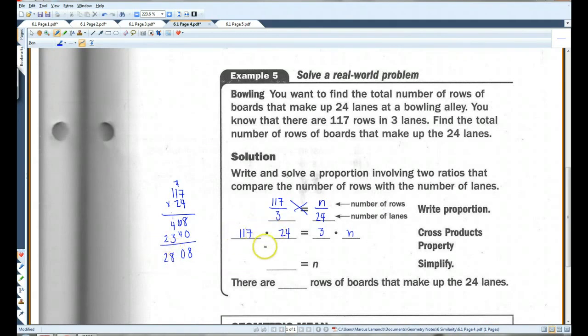So I've got 2,808 equals 3n. Divided by 3. N equals 936. So there are 936 rows of boards that make up 24 lanes.